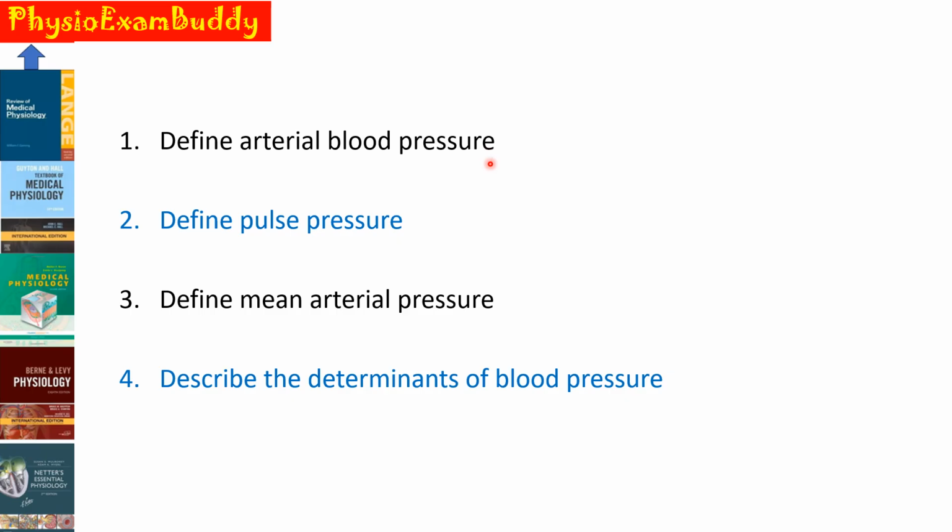Out of this, the first three can be asked as a one-mark question in theory, whereas the determinants of blood pressure can be asked as a short note or as a sub-question if the essay is on hypertension or arterial blood pressure. Both these things, that is the definition as well as the description of the determinants of blood pressure, can be asked for your viva in the practical exams also.